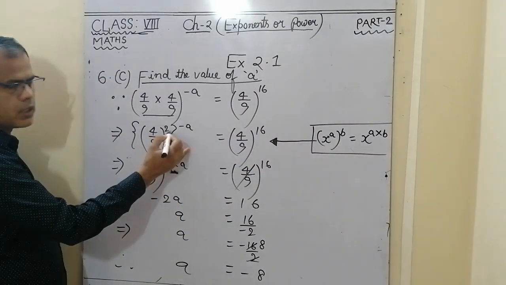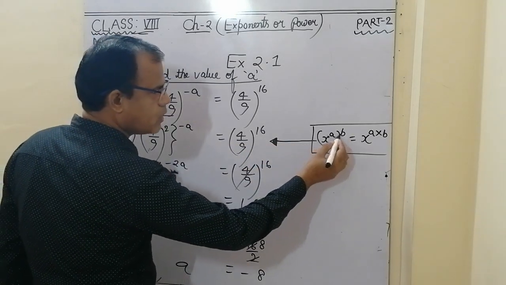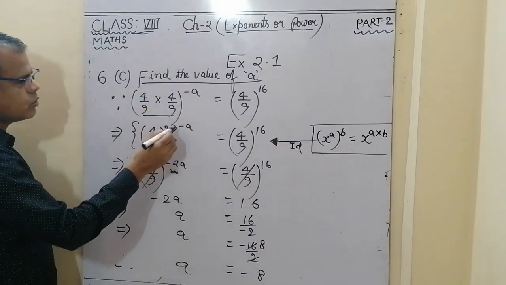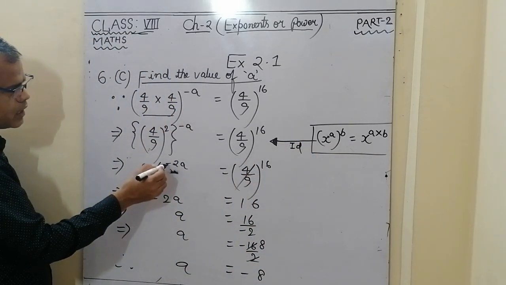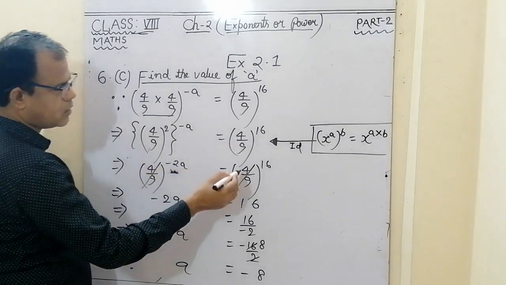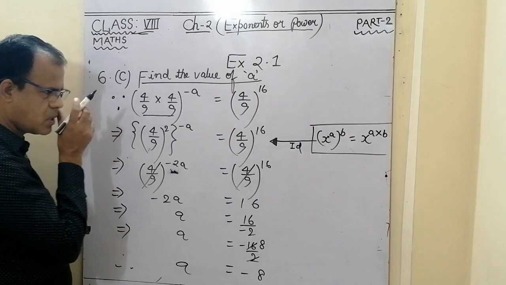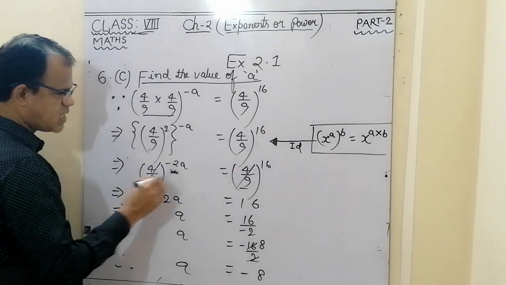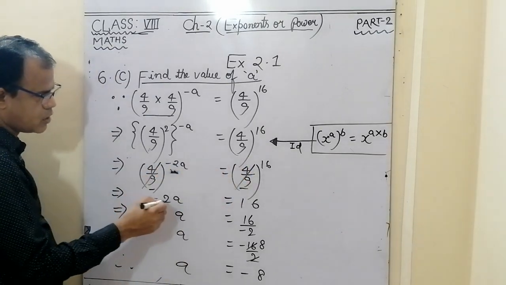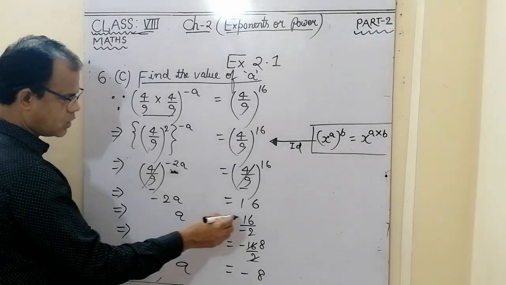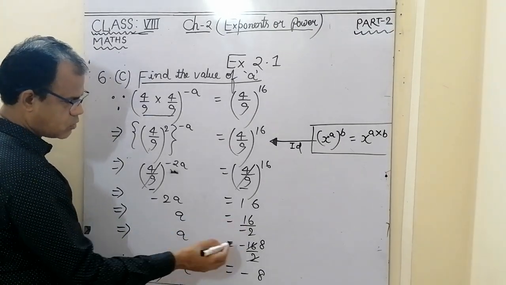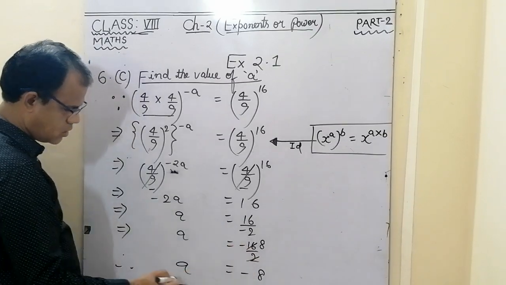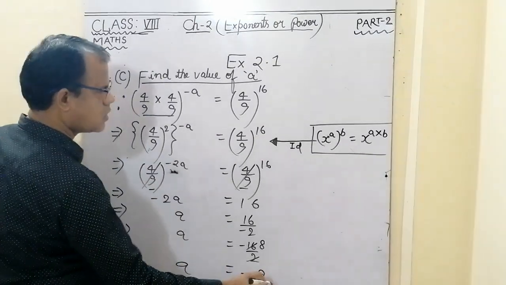So here you see double powers are there. If double powers are there, we multiply the powers according to the identity. So 2 into minus a becomes (4/9)^(-2a), and here (4/9)^16. Look here, the bases are same, so we cut the base; if bases are equal, then the powers are also equal. So minus 2a equals 16. So a equals 16 by minus 2, so a equals minus 16 upon 2, 2 eights are 16. So the final answer is a equals minus 8.